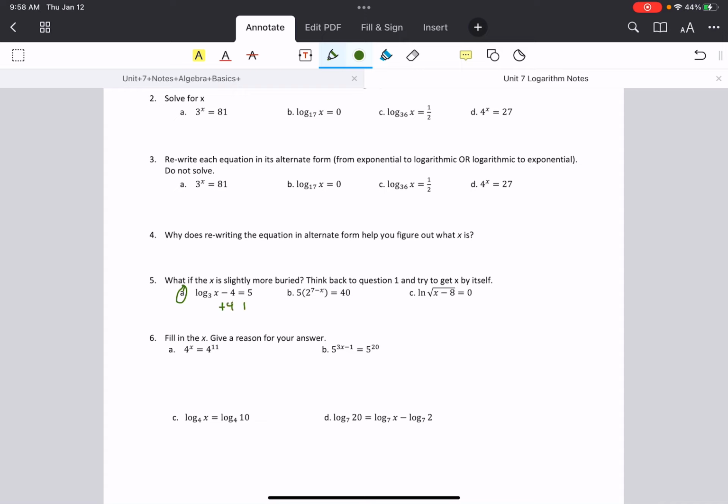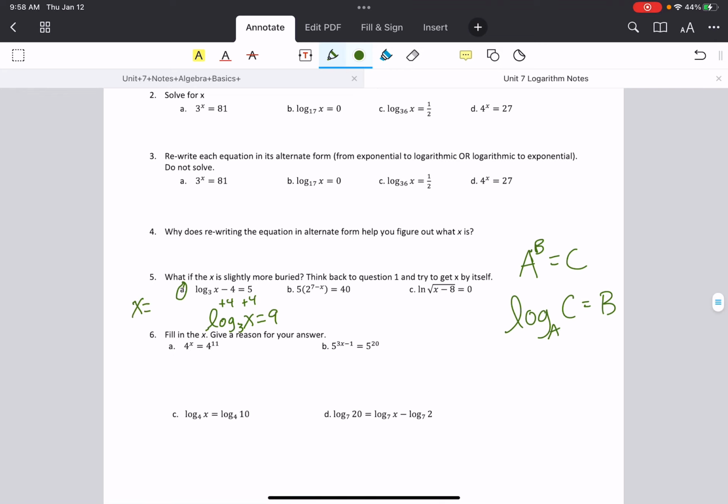So I can't get the x alone. Right, I can't get the x alone until I've gotten the weird thing happening to the x alone, right? Okay, then I can do my log exponent conversion from 7.1. I'm just going to write it again right here. So x equals 3 to the 9th.